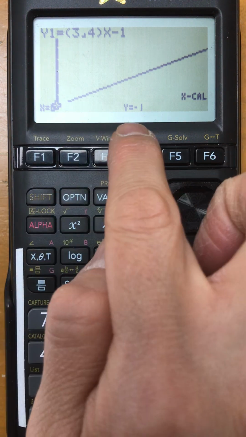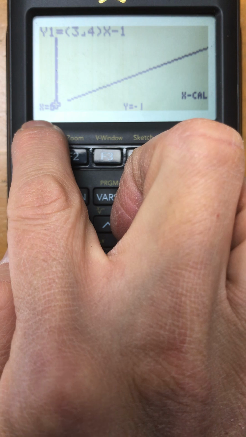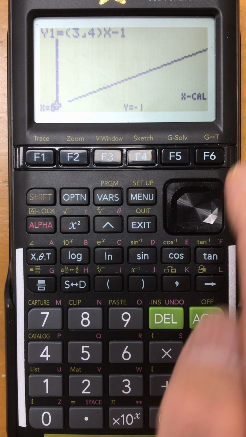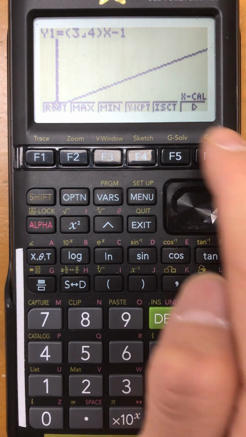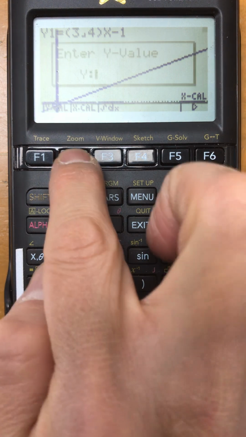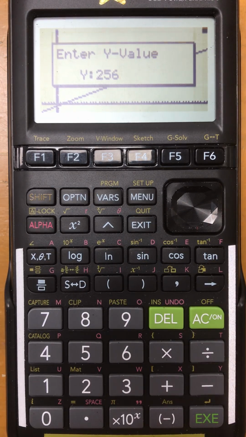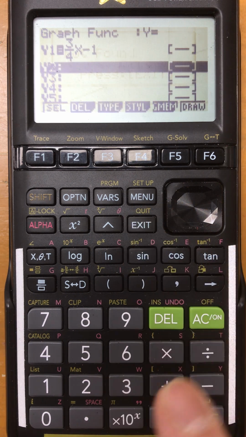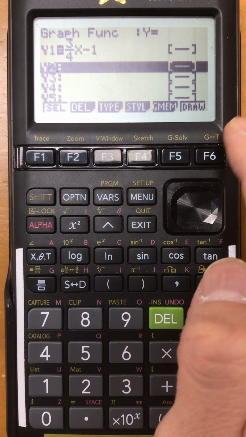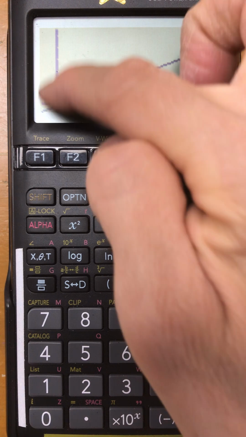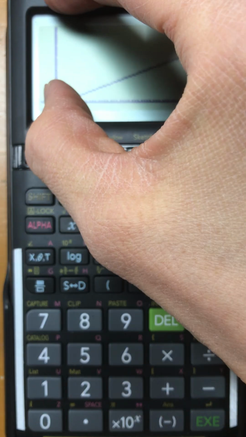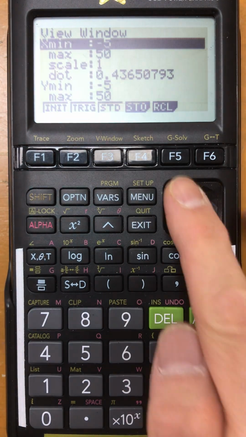Okay, so it says y of -1 is x equals 0. So that's the first one. Okay, gsolve. Let's go to xcal, y value of 256, not found because, look at our graph. Do I have 256 showing on my y window? No, I don't.